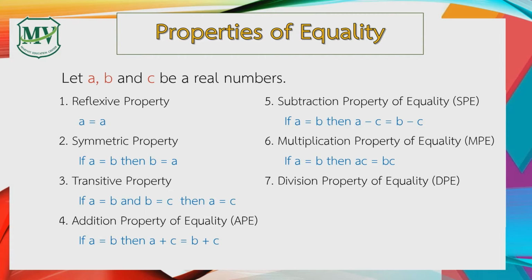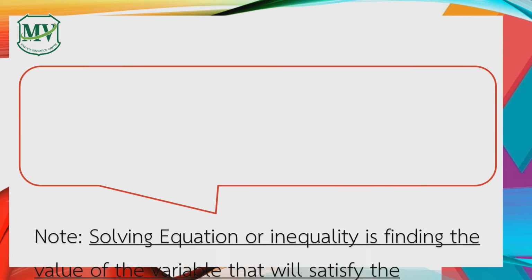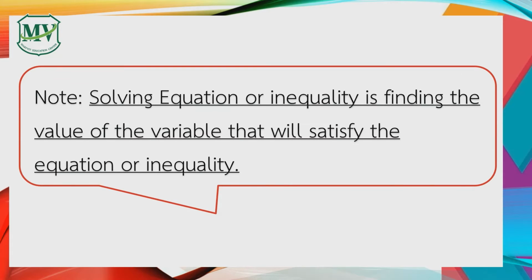Number 7, division property of equality. It allows us to divide both sides of the equation by the same quantity. So if A is equal to B, then A divided by C is equal to B divided by C. Let us remember, solving an equation or inequality is finding the value of the variable that will satisfy the equation or inequality. Let's try to solve some exercises using the properties of equality.